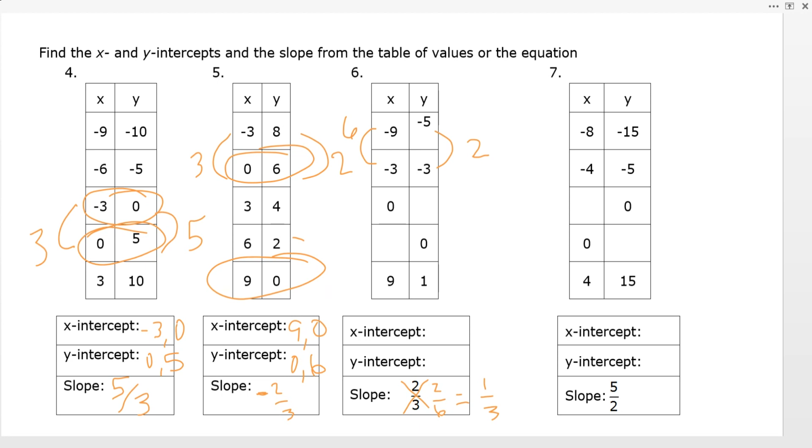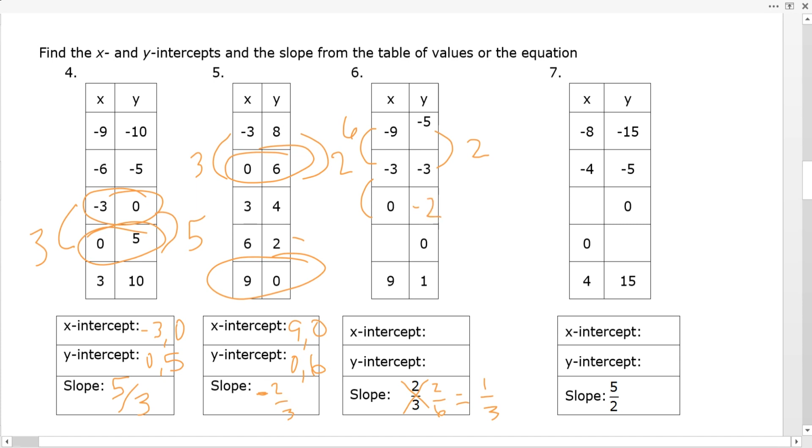Okay, so every time my y goes up by 1, my x goes up by 3. So if this one's going up by 3, this one's going to go up by 1. Okay, I am doing it that way. If this one's going up by 3, this one goes up by, oops, that's too much.